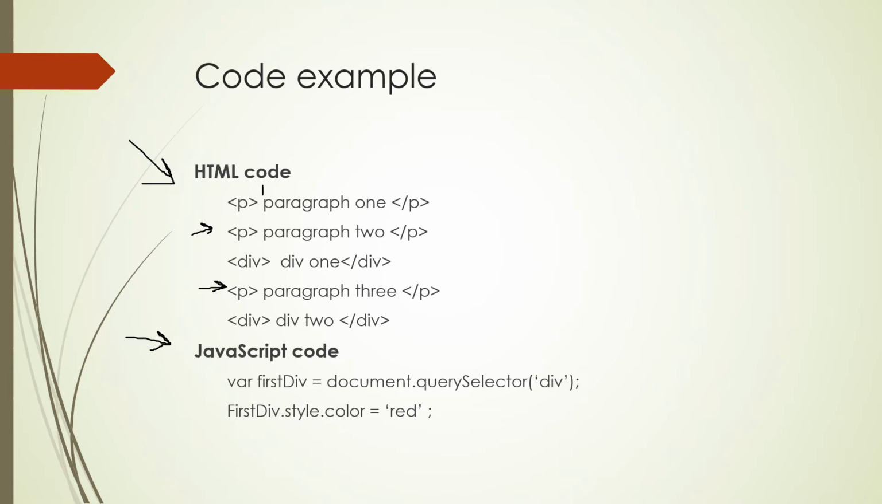In JavaScript code, first we create a variable firstDiv and set it to document.querySelector div, and then firstDiv.style.color equals red. Here, this changes the color of the div to red. This is actually done by the use of JavaScript.